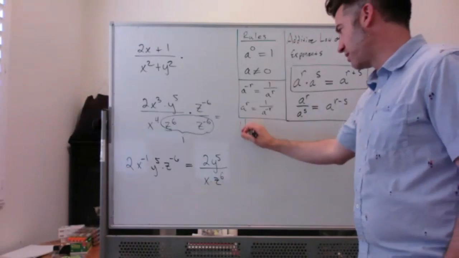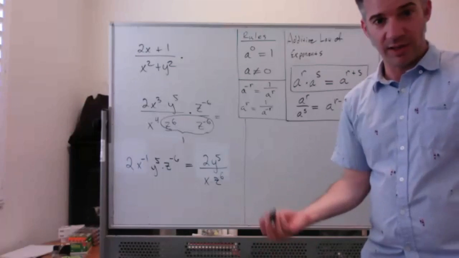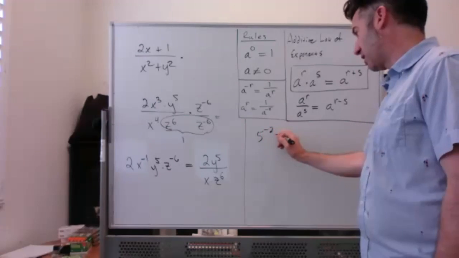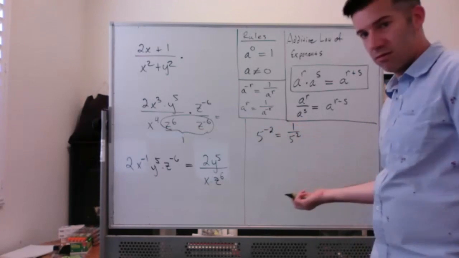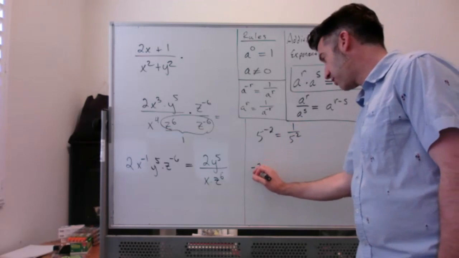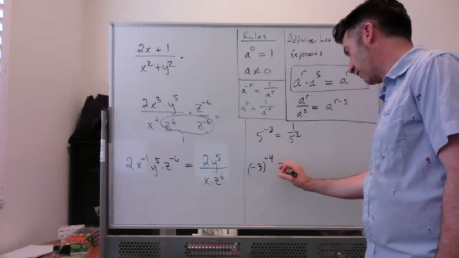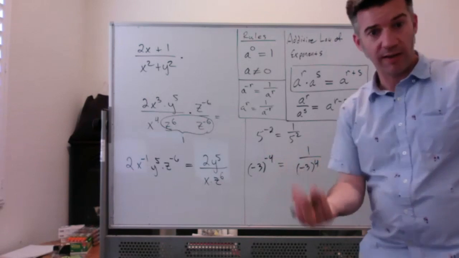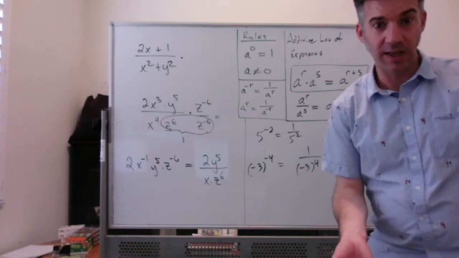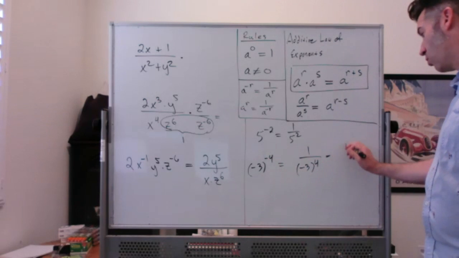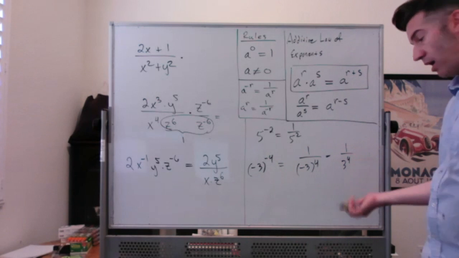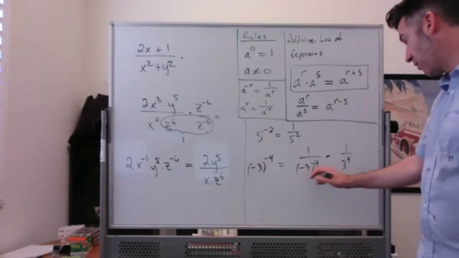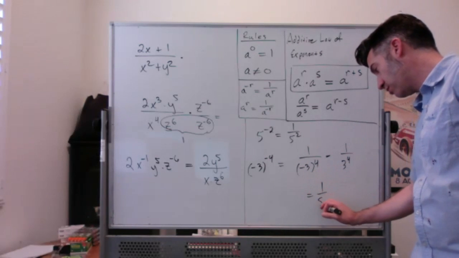Some more examples. I feel like it's a little repetitive, but it's good to be repetitive. So 5 to the negative second would be 1 over 5 squared. Or negative 3 to the negative fourth, we could definitely write as 1 over negative 3 to the fourth. And technically it would be 1 over 3 to the fourth as well, because a negative number to an even power ends up being positive. Either way, this is equal to 1 over 81.